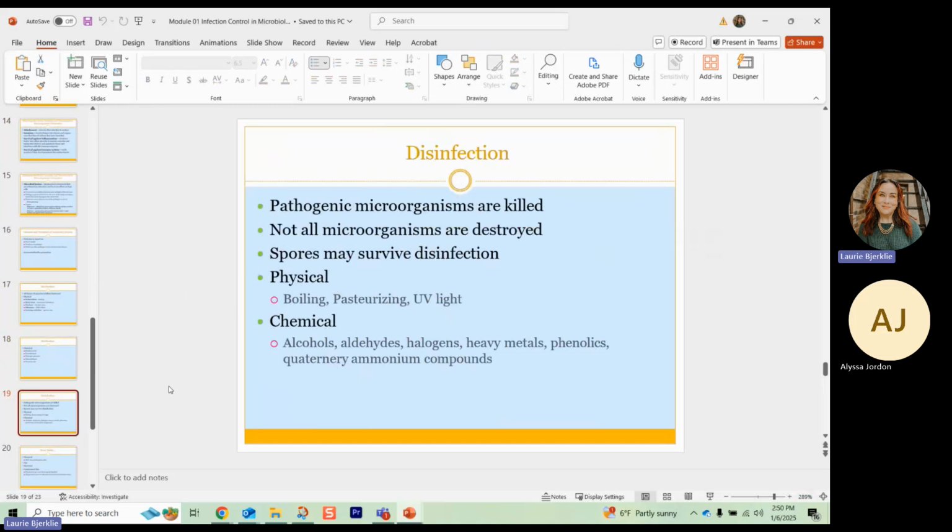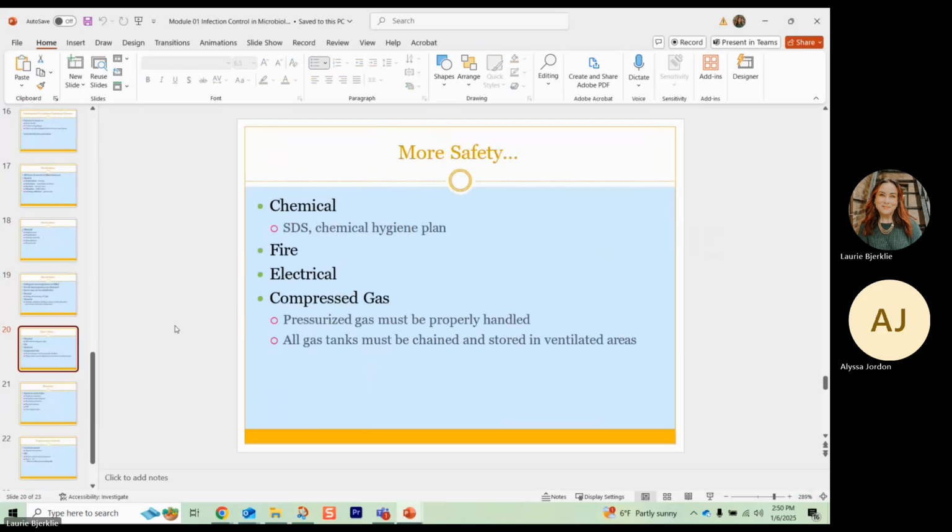Pasteurization, UV lights. I know you can buy UV lights for your phone to clean your phone off, because they say your phones are one of your most dirty things ever. So people have bought UV lights for their phones at home to help disinfect them. And of course, chemical disinfectants as well. So we make different bleach solutions in the lab to disinfect and clean off our countertops, things like that. And then, as always, safety, safety, safety.